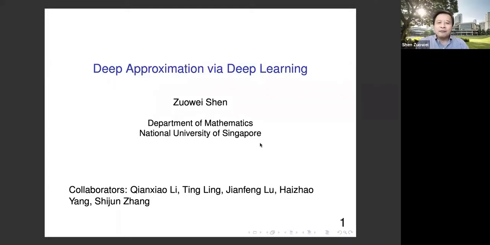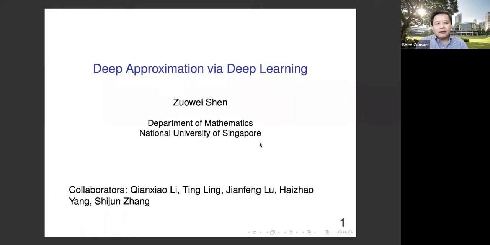I'm going to talk about deep learning. Since deep learning is a very good area, I don't need to justify applications. There are many successful examples for deep neural network and deep learning. But compared with its successful applications, the mathematical understanding of deep neural network and deep learning seems to lag behind.